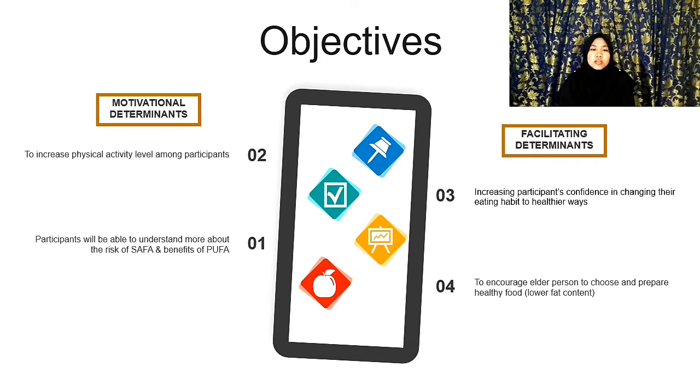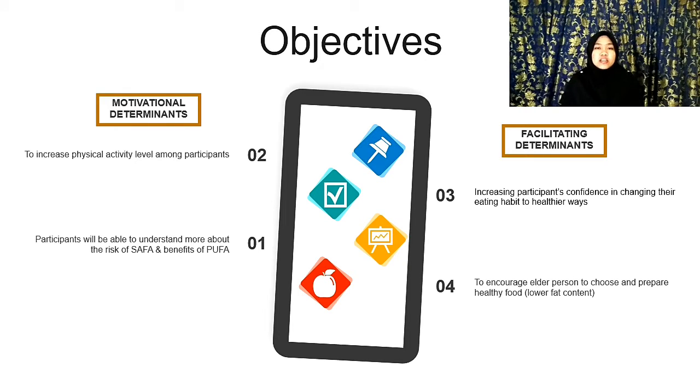For motivational determinants, the first objective is that participants will be able to understand more about the risks of SAFA and benefits of PUFA, and secondly is to increase physical activity level among participants. Next, for facilitating determinants, the general objectives are to increase participants' confidence in changing their eating habit to healthiest ways, and lastly is to encourage the elders to choose and prepare healthy foods that consist of lower fat content.